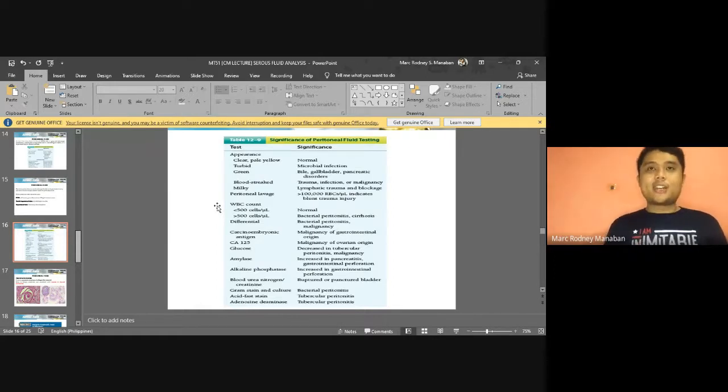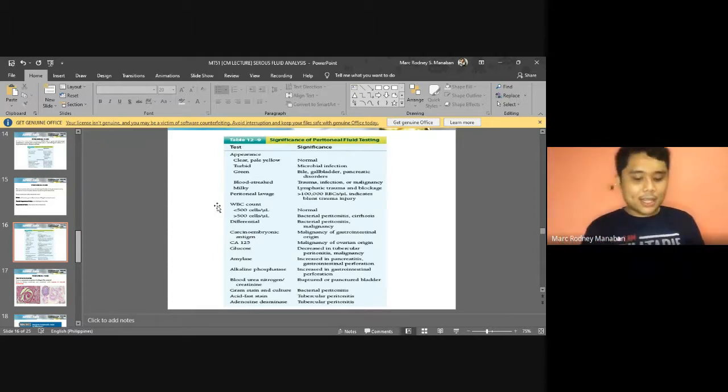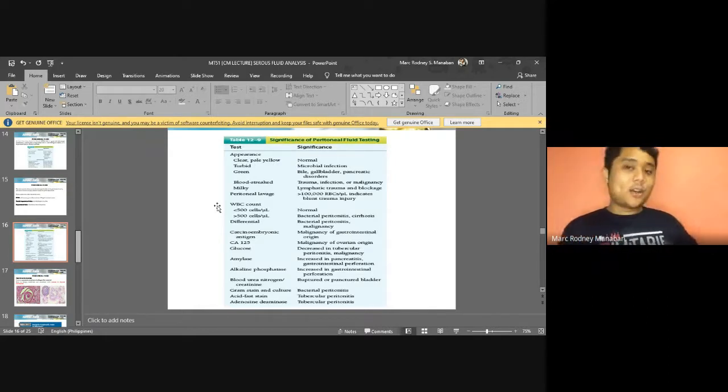Peritoneal lavage, dear, take note, very important. Greater than 100,000 RBCs per uL is indicative of blunt trauma, meaning a puncture or injury, like accidents. WBC count less than 500 is normal. Greater than 500 is, of course, bacterial peritonitis. Differential is for malignancy, all right? And for markers, CEA, of course, usually colorectal or GI cancer. CA125, ovarian.